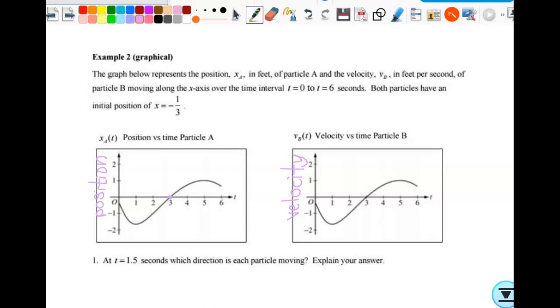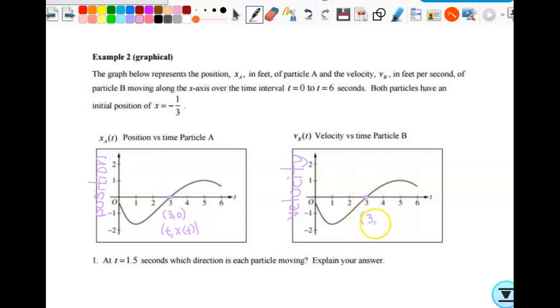Position. So this would be the point (3, 0). That would be a time value and a corresponding position. So this point right here for particle A tells me that at time 3, the particle's at the origin. Position is 0. Okay? Let's look at this same point for the velocity graph of particle B.